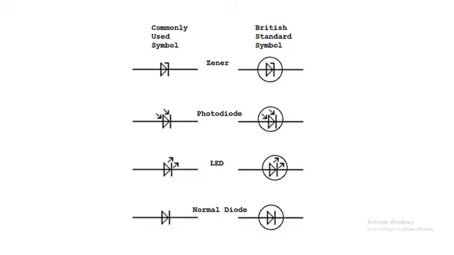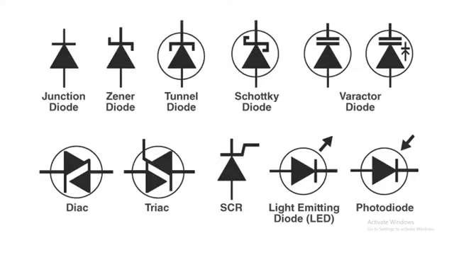There are many types of diodes, including LEDs, and each diode has its own symbol. This symbol is also for a diode. When you see this symbol on the circuit diagram, you understand that this is a diode, and each symbol has its own name. Like for a junction diode, the symbol is like this. For a Zener diode, the symbol is like this. For a tunnel diode, the symbol is like this, and so on.